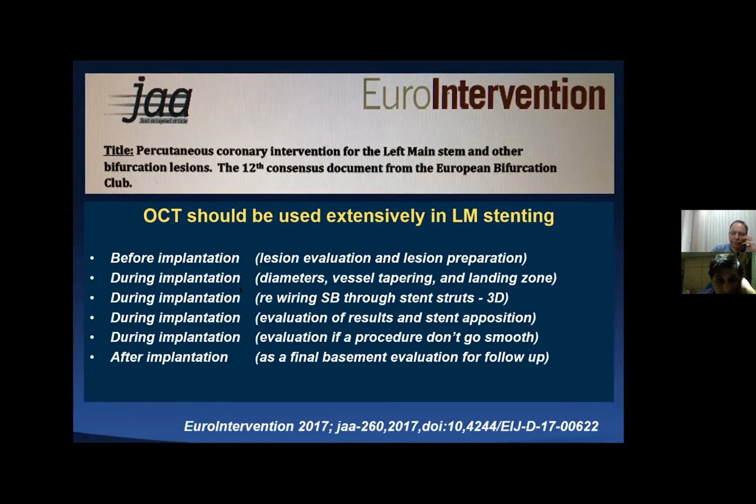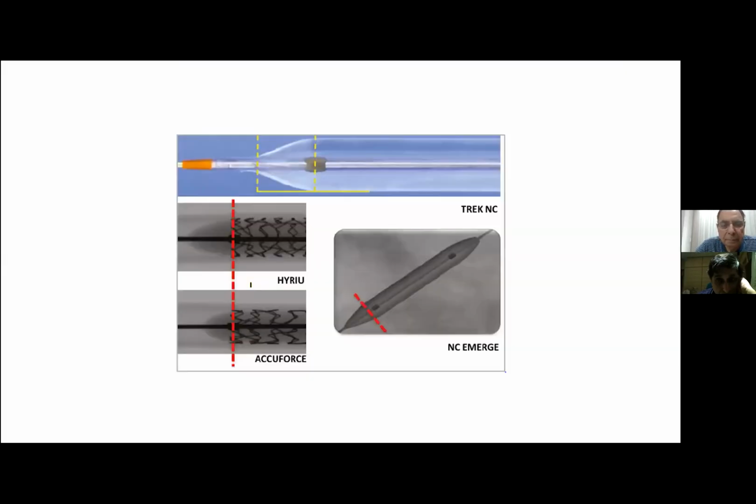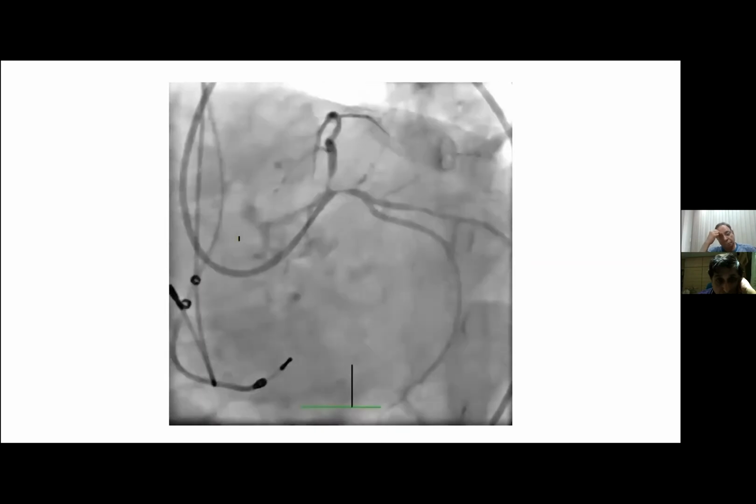The European guidelines clearly say that OCT should be used before implantation, during implantation, rewiring, evaluation of results during implantation, and after implantation. So many steps are required. If you do all this, you will get a great result, and it takes another 5 minutes. We also have to understand that the balloon margin sometimes overhangs, and we sometimes pull the stent balloon to repeat an inflation. So OCT can guide you very nicely on the proximal blocks.